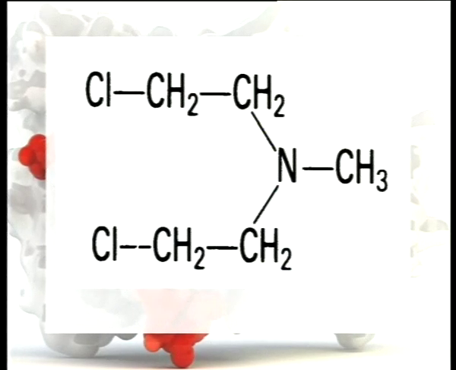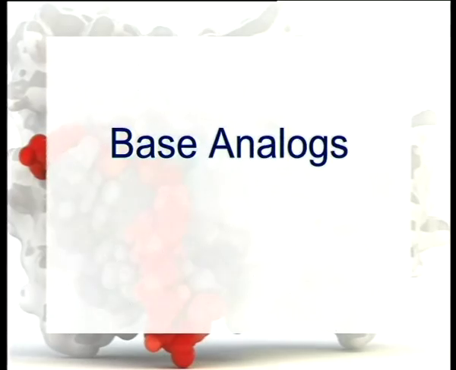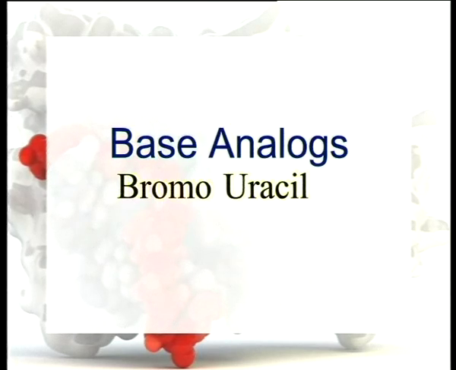The nitrogen mustard was the first example of a chemical mutagen. This nitrogen mustard, which is a component of poisonous mustard gas, was used in World Wars I and II. Other examples of chemical mutagens are: number one, base analogues, for example, bromouracil and aminopurine.